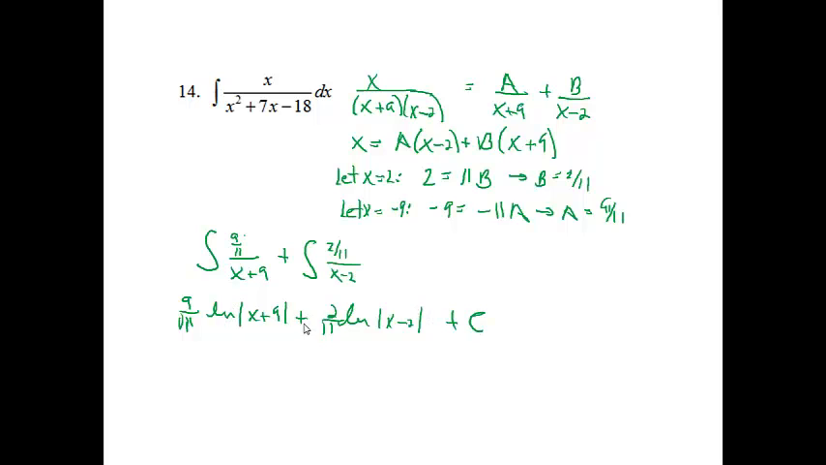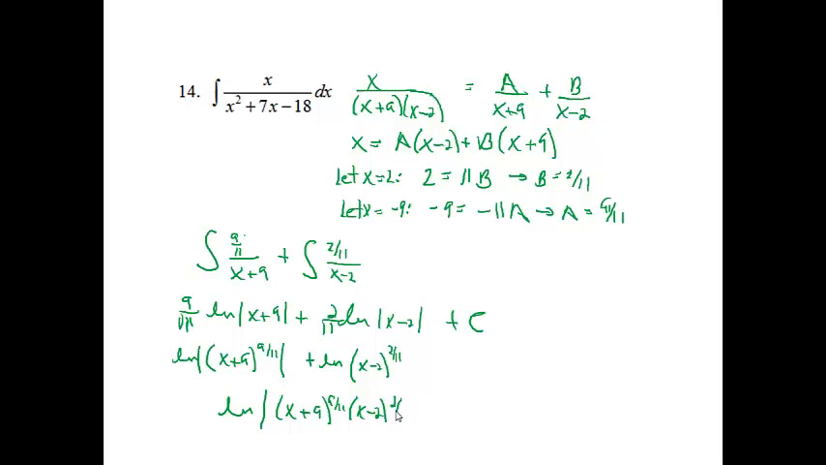We could leave it like that, but if we would like to work it farther, what I would do is we've got the natural log of x plus 9 to the 9/11ths plus the natural log of x minus 2 to the 2/11ths. And then we could combine those, so I'm going to have the natural log of x plus 9 to the 9/11ths times x minus 2 to the 2/11ths plus C. And as long as we're not doing a limit for these problems, that would be okay to leave it like this.